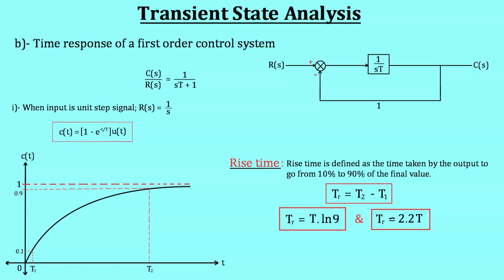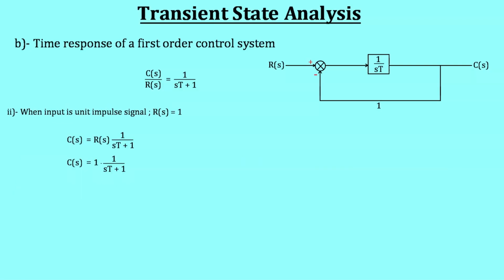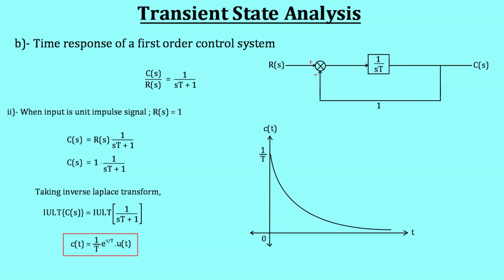Now let us consider the second case, in which the input is a unit impulse signal. The Laplace transform of the response in this case will be simply equal to the transfer function, and taking the inverse Laplace transform, the response will come out to be equal to 1 divided by time constant multiplied by Euler's number raised to the power minus t divided by the time constant, the whole being multiplied by u(t), which simply means that the response is present only for positive values of time.